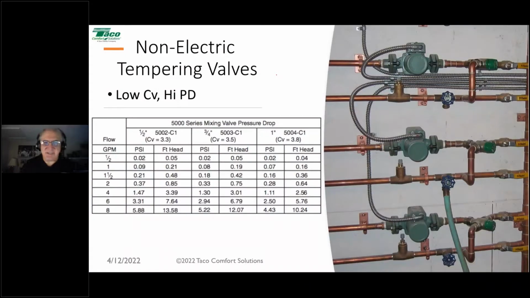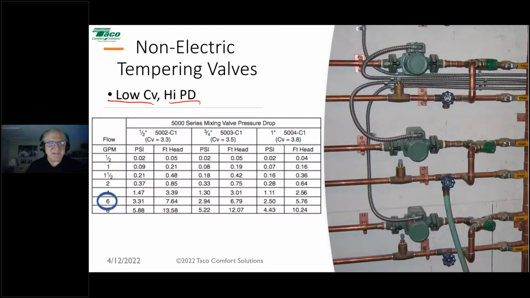Here, again, these are the Taco models. Let's take a look at the 3/4 inch. The thing about non-electric tempering valves is they have very low CVs, relatively speaking, which means they have high pressure drops, relatively speaking. So let's take a look and see what we have here.